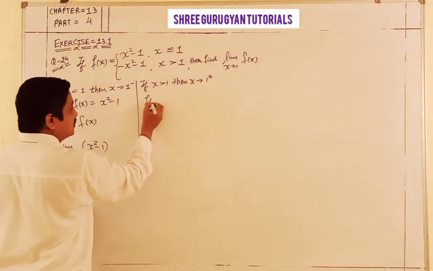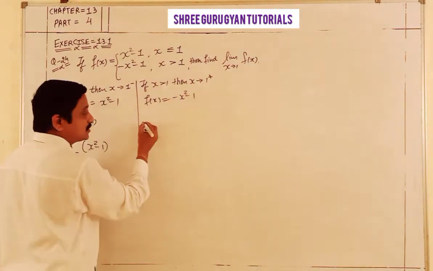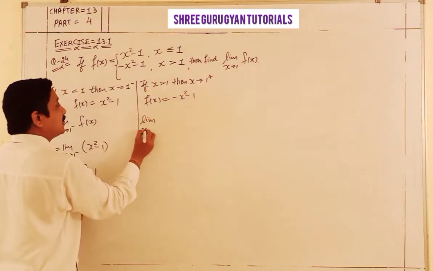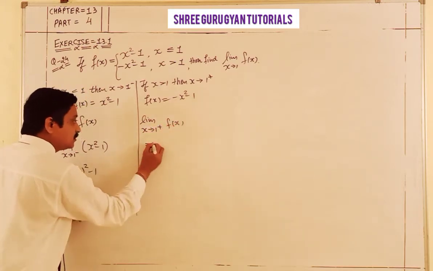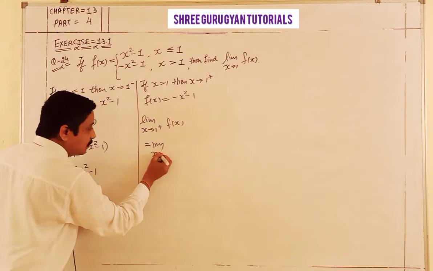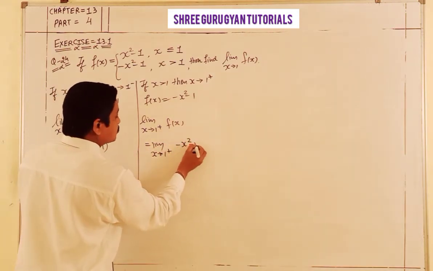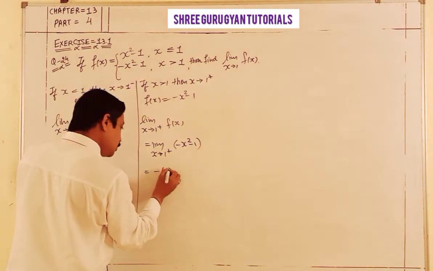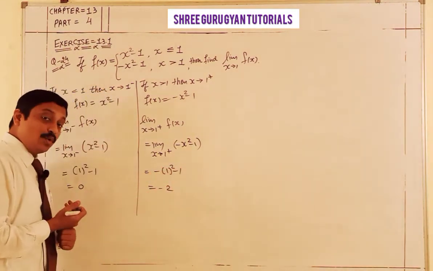Same as if x is more than 1, then x tends to 1 positive. Which function is given in your question for more than 1? Minus x square minus 1. So limit x tends to 1 positive: you easily put x equal to 1 in place of x, minus 1 square minus 1. Check, are they same? No, not same.